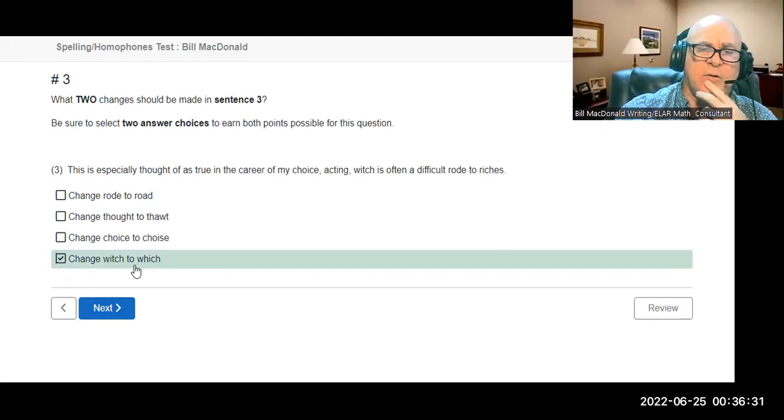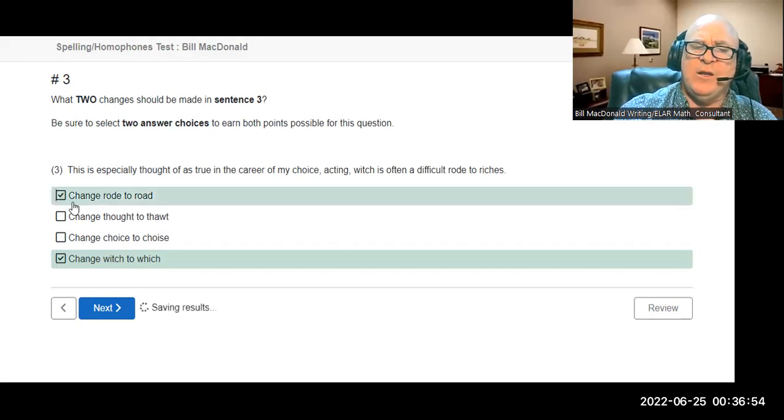You're trying to make a selection. You're trying to choose, I choose, is often a difficult road, a noun, to riches. So I'm going to change that verb road to the noun road, because yesterday I rode on the road, but this one's talking about the noun. So we're going to select those 2 answer choices.